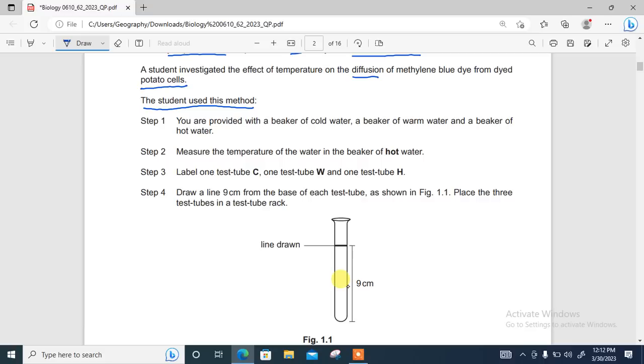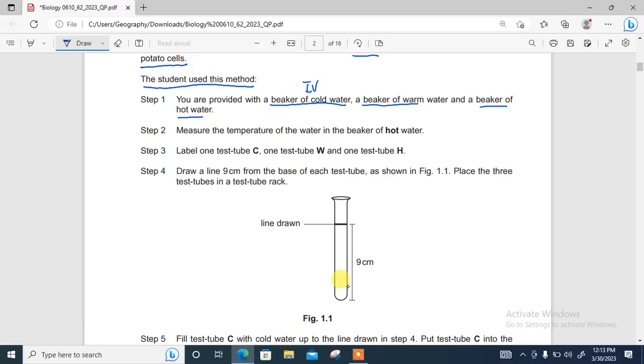Step 1, they say you are provided with a beaker of cold water, a beaker of warm water, and a beaker of hot water. So you're provided with those 3, and those 3 will be our independent variable, because these are what we change in the course of the experiment. In step 2, we measure the temperature of the water in the beaker of hot water.